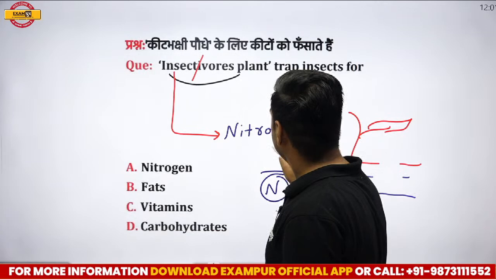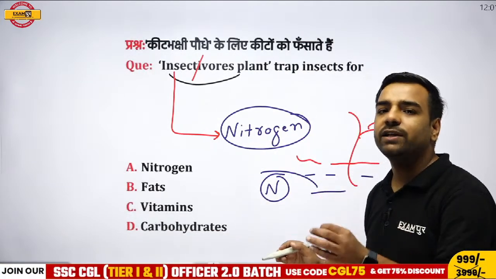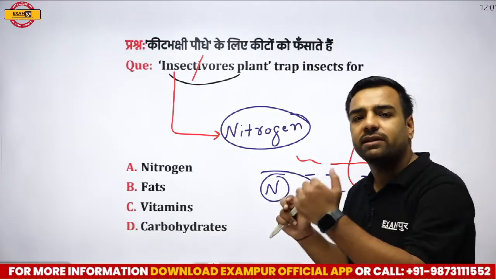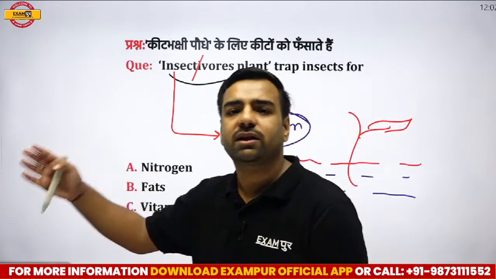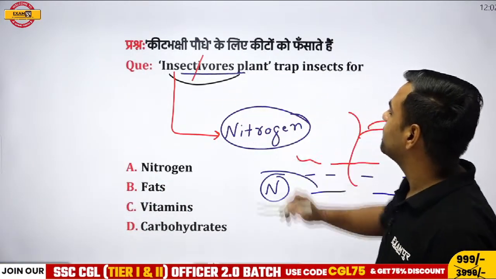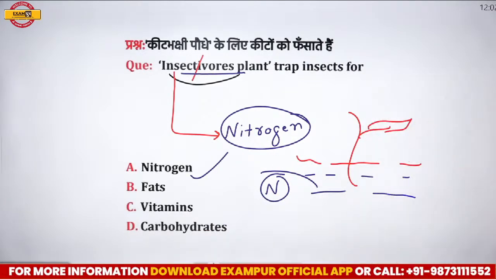So please remember, if I'm talking about insectivorous plants, they are the plants which trap insects for the requirement of nitrogen, because the nitrogen is actually lacking in that particular area in the soil. So very good Vikram, totally correct. Insectivorous plants are the plants which trap insects for the nitrogen. Let's move forward to the next question.